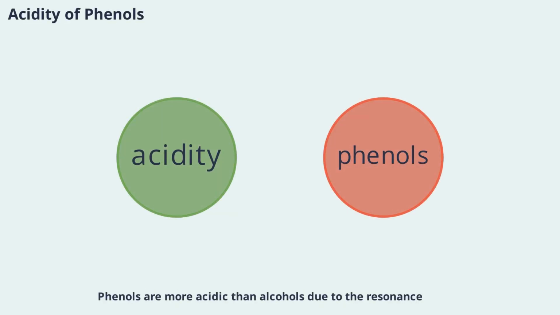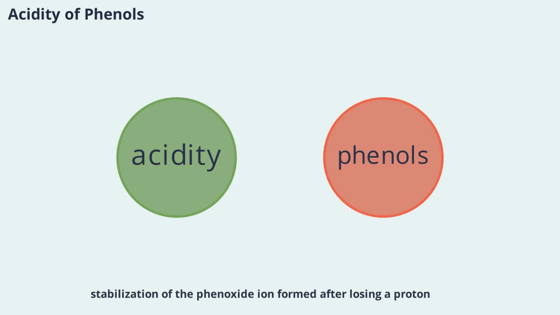Phenols are more acidic than alcohols due to the resonance stabilization of the phenoxide ion formed after losing a proton. This property allows phenols to react with bases to form salts, a reaction not typical for most alcohols. The increased acidity of phenols is important in many chemical reactions and industrial applications.